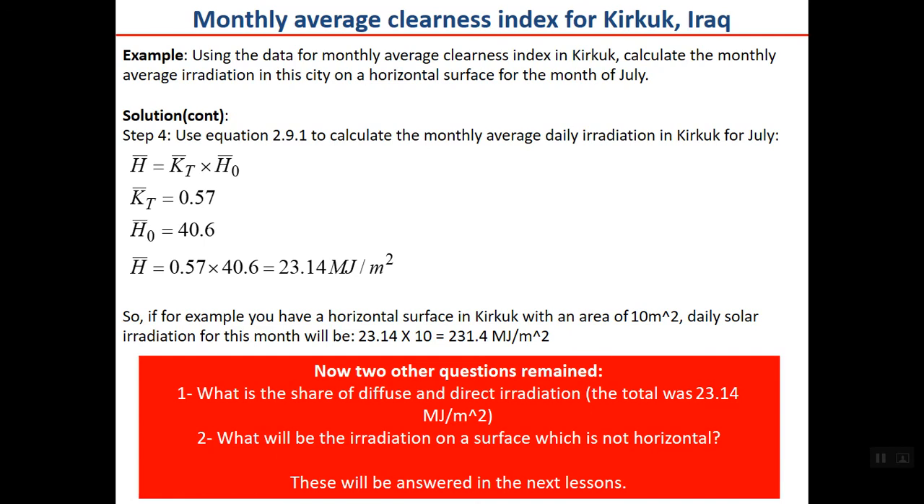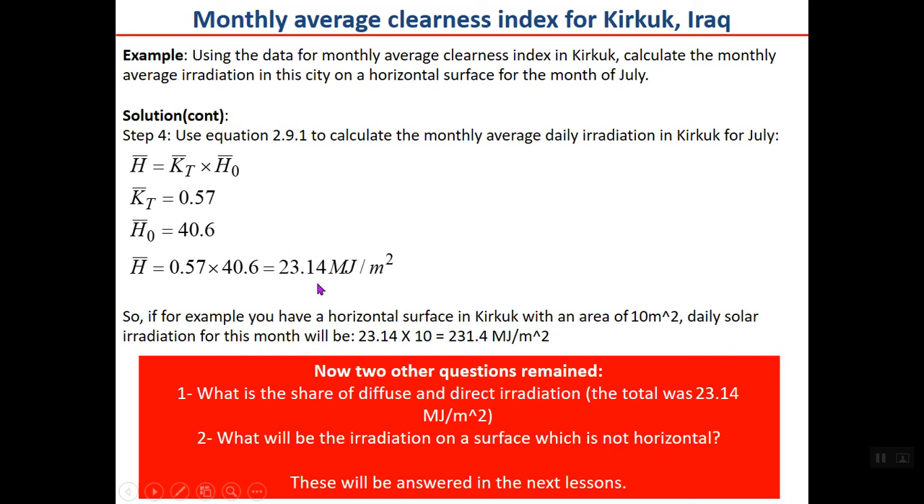Now 2 other questions remained. Please note, because these are very important for understanding the whole procedure. The first, what is the share of diffuse and direct irradiation? Because the total, as you can see here, is 23 megajoule per square meter. What is the share of diffuse? What is the share of the direct radiation? The second, what will be the irradiation on a surface which is not horizontal?